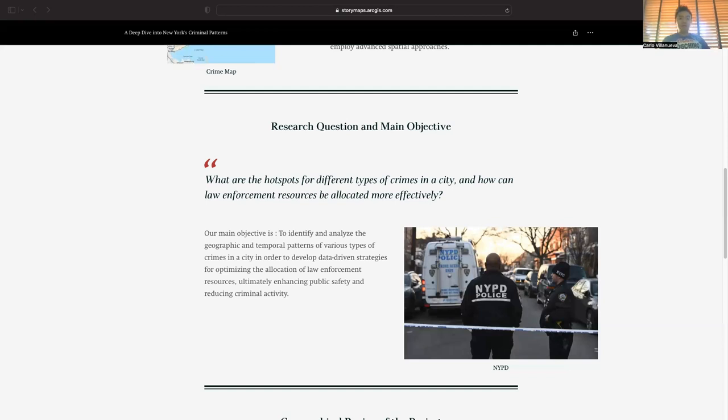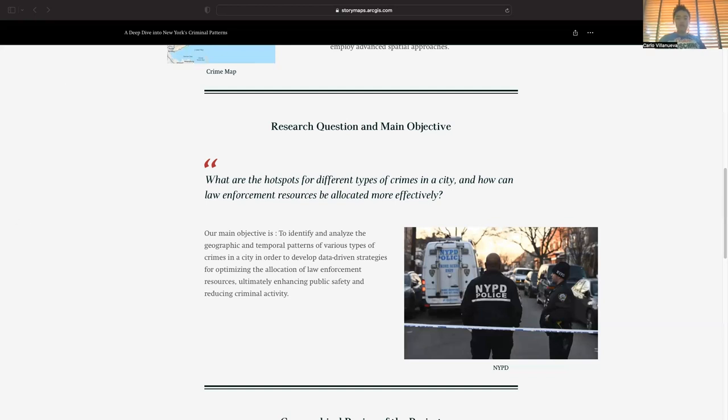So a bit more on the research question. This research question aims to identify specific geographic areas within a city where different types of crimes are concentrated. These areas, often referred to as hotspots, could vary depending on the type of crime. For example, burglaries may be more prevalent in residential neighborhoods, while drug-related offenses could be concentrated in certain districts. Understanding these hotspots is crucial for pinpointing areas that have the highest crime rates.